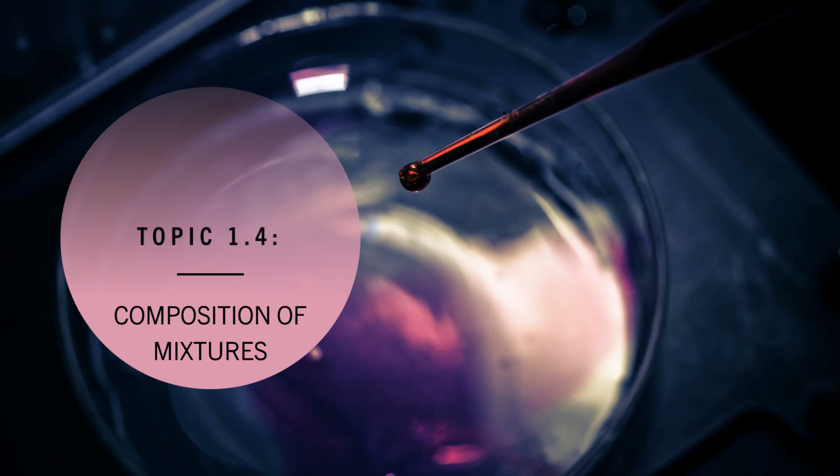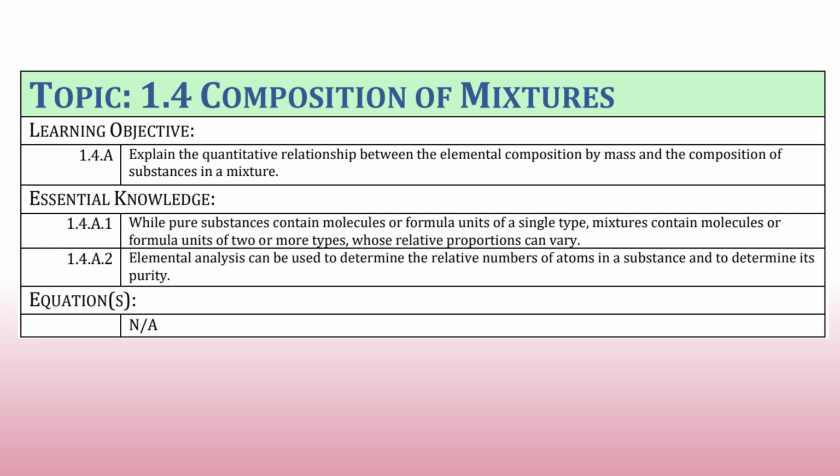This is topic 1.4 for AP Chemistry, composition of mixtures. The learning objective is to be able to explain the quantitative relationship between the elemental composition by mass and the composition of substances in a mixture.